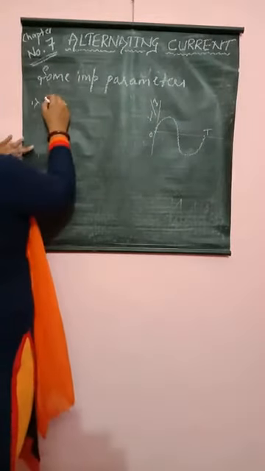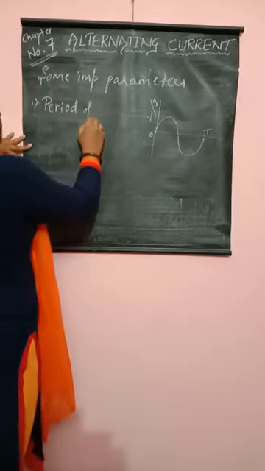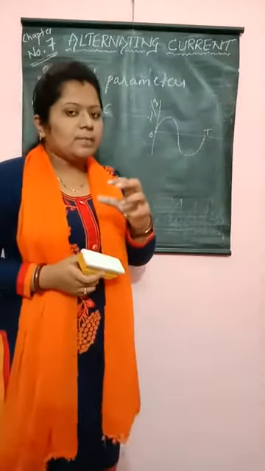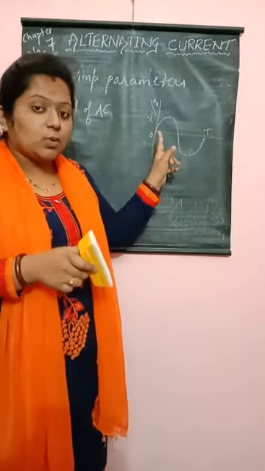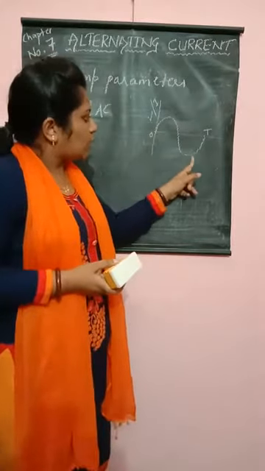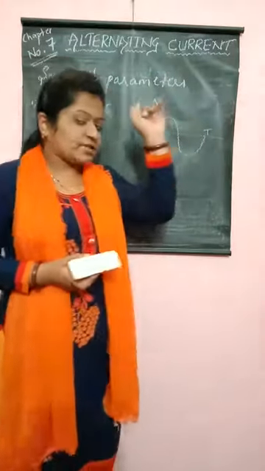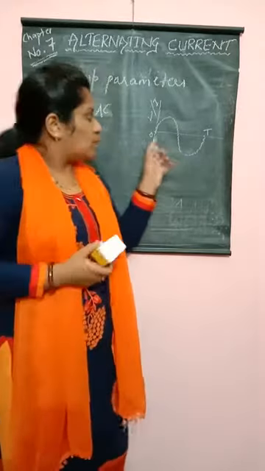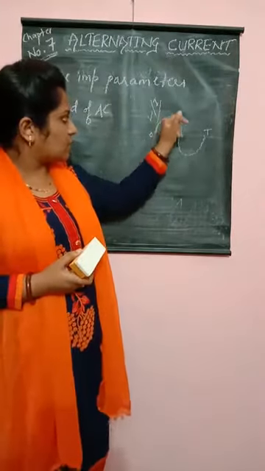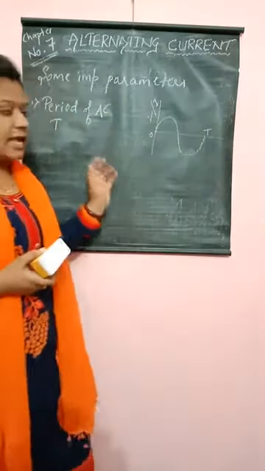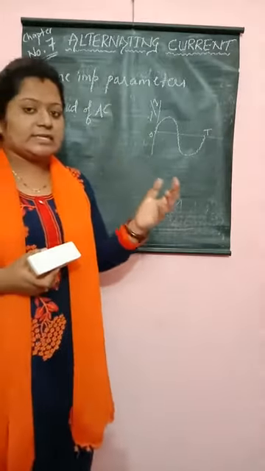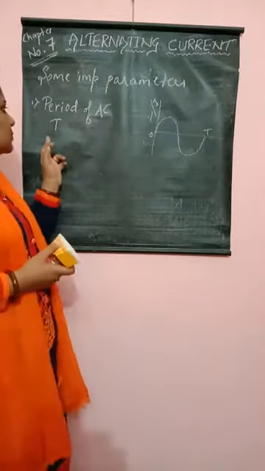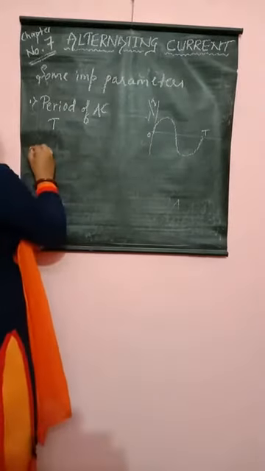So the first one is period of AC, T, capital T, period of AC. So what is period of AC? It means the time taken by AC voltage or AC current to complete one full cycle. So this is one cycle. When you think of SHM, you say oscillation, one full oscillation. But here we are taking one cycle, one full cycle. So up to here, this is half cycle. This is full cycle. So the time taken by AC voltage or AC current to complete one full cycle is nothing but period of AC, and that is represented by T. Okay, this is easier, you know it already.